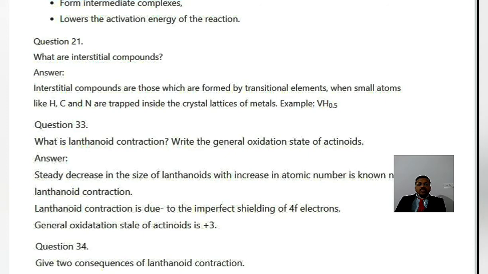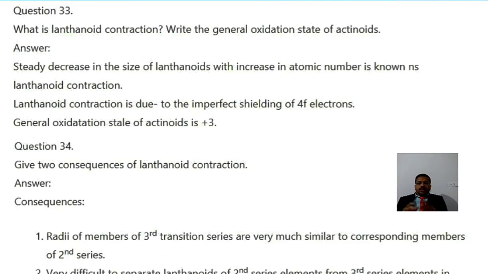So interstitial compounds are those which are formed by transition elements when small atoms like carbon, nitrogen, etc. are trapped in the lattice of metal, that is the interstitial space. Example is vanadium H0.5. Question number 33.